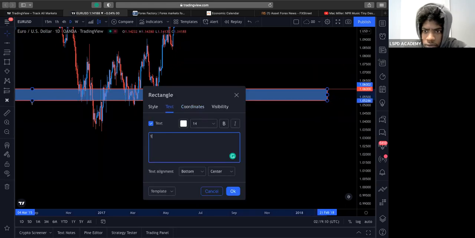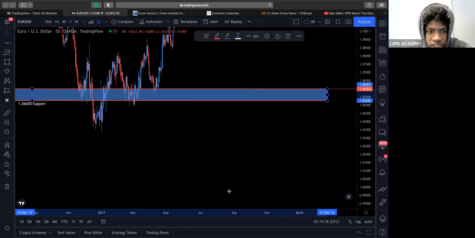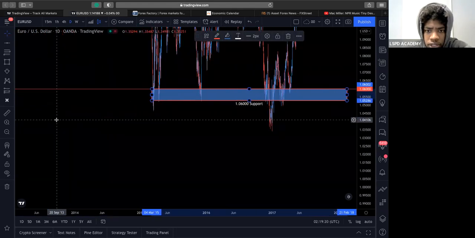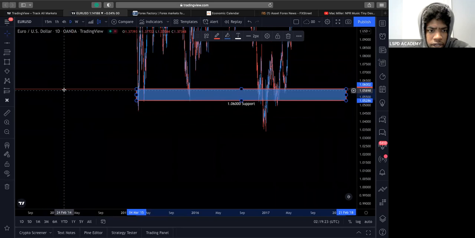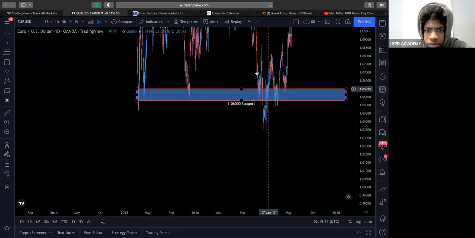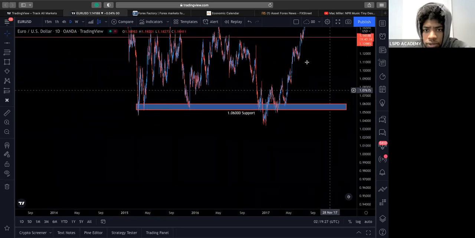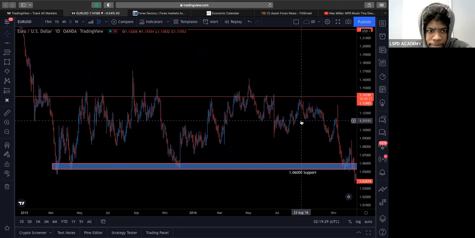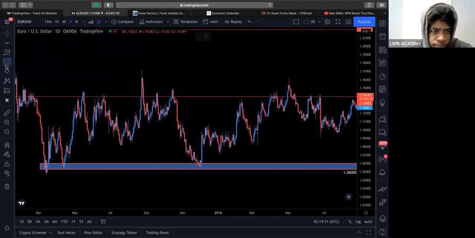Then what I like to do is mark out what zone this is: 1, 2, 3. Just telling myself that way in the future, I don't have to look at it and wonder what zone this is. As soon as I mark it up, I already know.